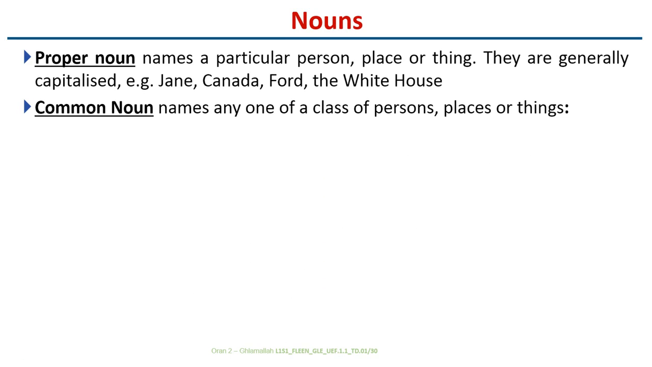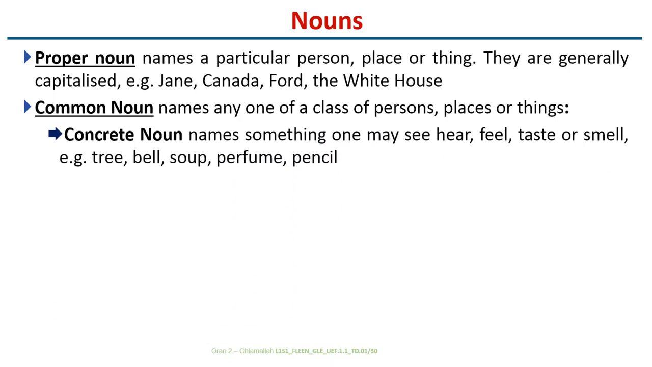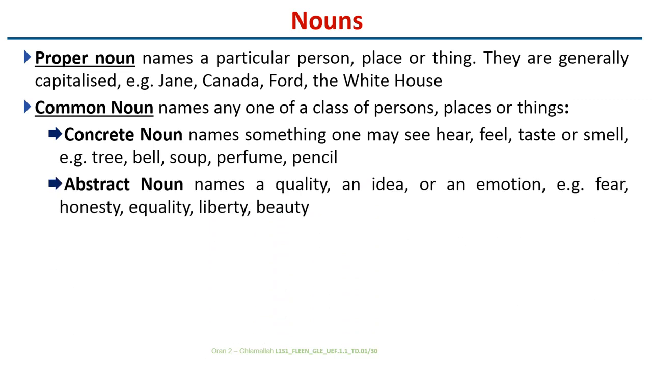A common noun names any one of a class of persons, places, or things. Common nouns are as follows. A concrete noun names something one may see, hear, feel, taste, or smell. For example, tree, bell, soup, perfume, pencil. An abstract noun names a quality, an idea, or an emotion. For example, fear, honesty, equality, liberty, beauty.